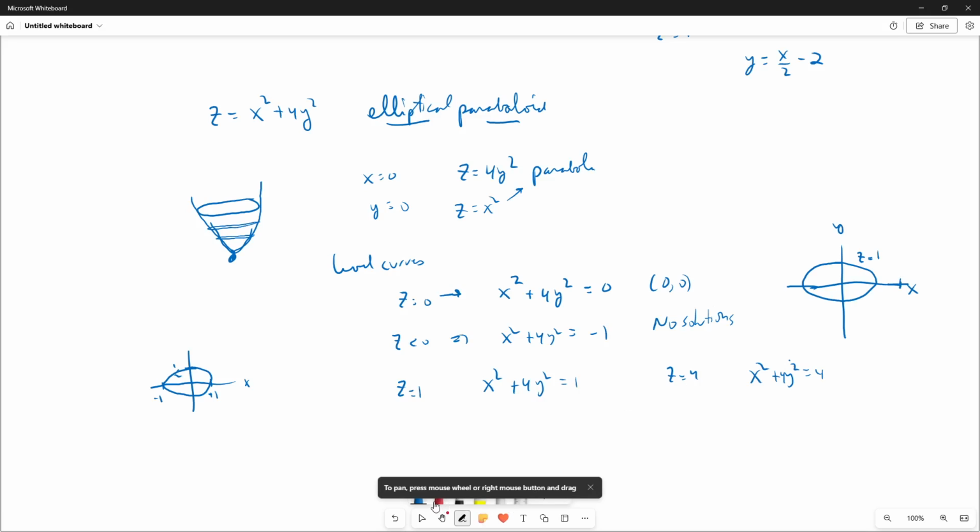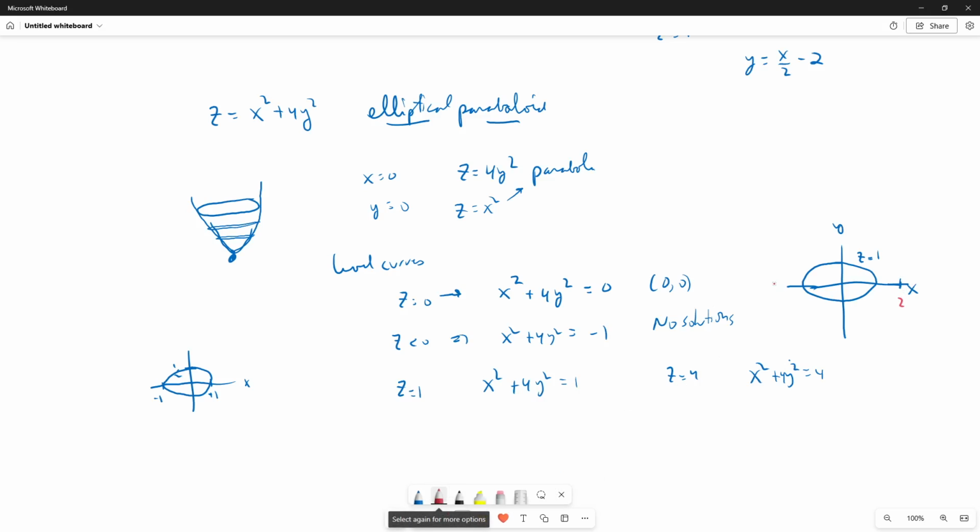Let's make this one a different color. And the x is negative 2 over here, and the y would be 1 or minus 1. So it's kind of got the same eccentricity. It's distorted in the same fashion as the previous ellipse. It's just a little bit bigger. This one corresponds to z equals 4. And there was the origin.